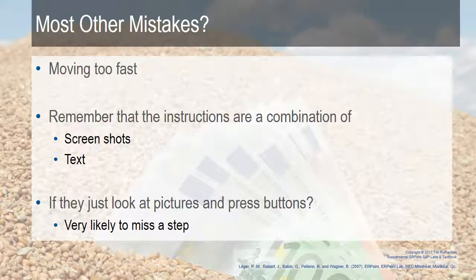Most other mistakes that I've seen from students are from moving too fast. The instructions themselves are a combination of screenshots and text. If people are going through trying to get finished as fast as they can, just looking at pictures and pressing buttons, they're very likely to miss an instruction or a step. So that's most likely what is happening if someone has an issue. How to troubleshoot and fix those is really hard. It depends on what they missed. I tried to write these instructions to avoid those things, but if they're going fast, it's hard to tell what it is.